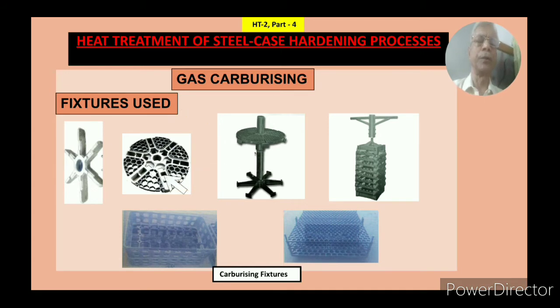What are the fixtures used? These are the various fixtures which are used for gas carburizing. This is a base spider. On this there is a stand, and then you can keep various trays like this also. The holes are perforated, you put the component and it hangs in the furnace. This is also a hanging type of fixture. These are tray types where you put pieces flat, one layer at a time. So these are the tray type, and this is the hanging type. These are some of the fixtures which are being used. There are a number of fixtures.